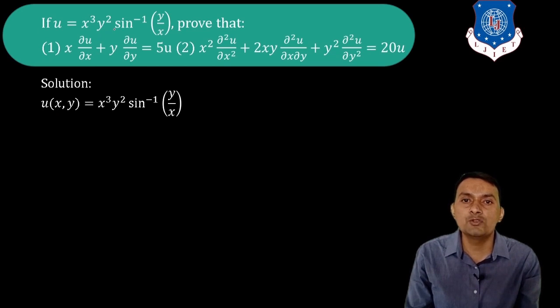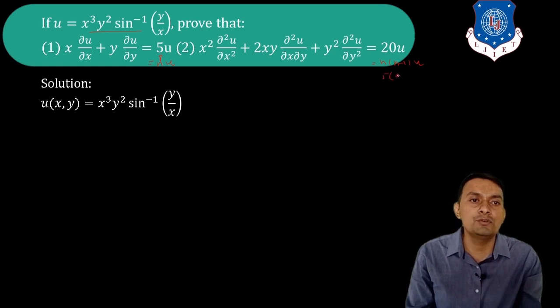U is equal to x cube y square sine inverse y by x. Then prove that the first expression is 5 times u and the second is 20 times u. So is this function homogeneous or not? We know that this is exactly n into u, so our answer should be n is equal to 5. And again, it should be n into n minus 1 into u. So n is equal to 5, so 5 into 5 minus 1, that is going to be 4. That means this will be 20 times u.